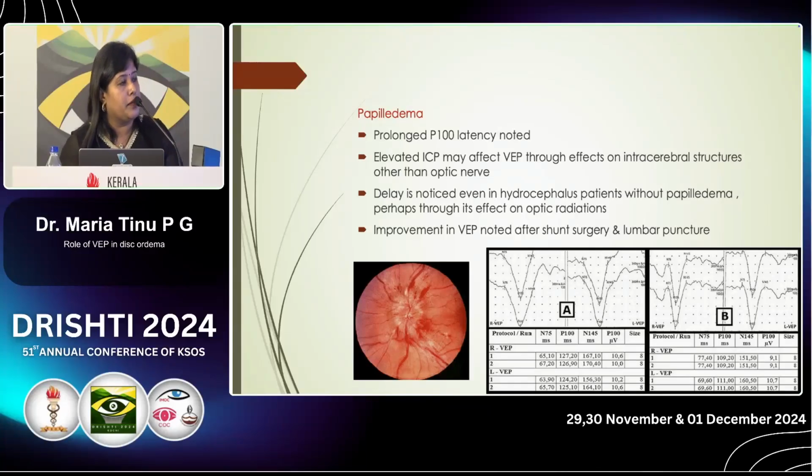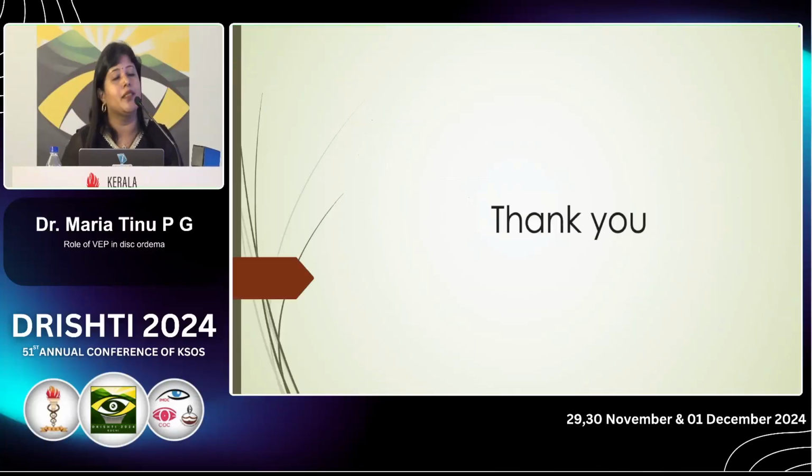So in this first picture, in the right eye and left eye, the P100 latency is around 127 and 126, whereas in the second picture, which is done after lumbar puncture, it is around 109. So to come to a conclusion, the interpretation of the VEP should be done within the context of the patient's symptoms, clinical examination, and other investigation modalities.